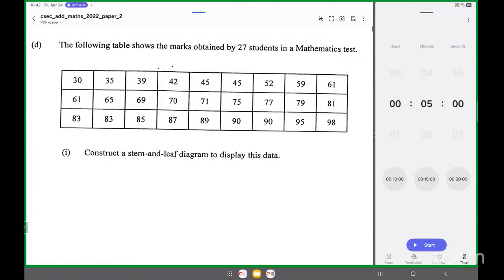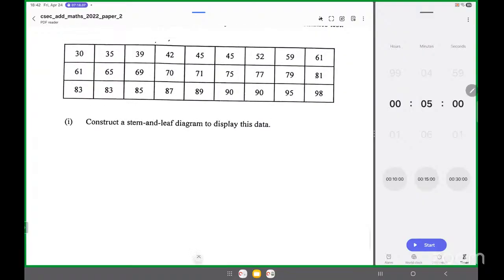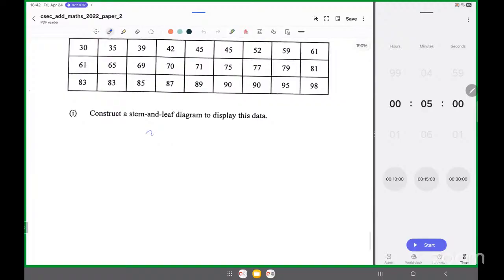Ready now? Let's go. Stem and leaf. The values are already in ascending order, which makes it kind of easy. You have numbers in the 30s and they go all the way up to the 90s, right? So the stems are 3, 4, 5, 6, 7, 8, 9.